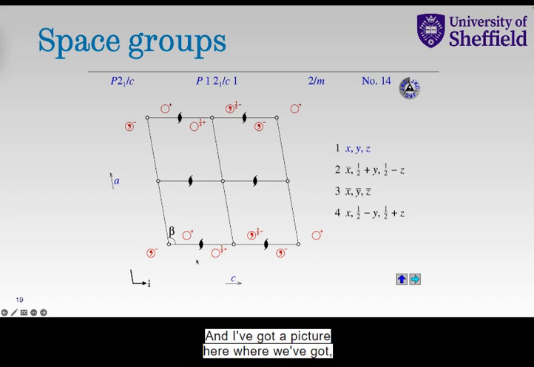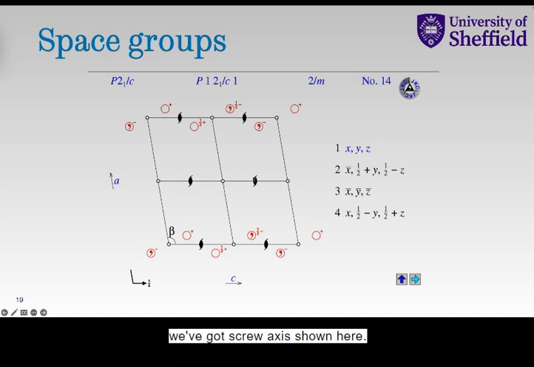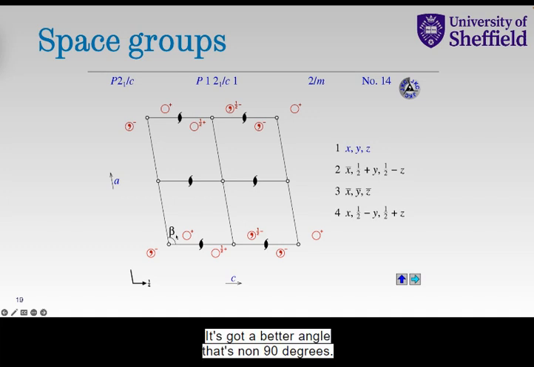And I've got a picture here where we've got certain symmetry. This is my overall unit cell, and we've got certain symmetry elements within it. We've got centers of inversion. We've got screw axes shown here. You can see here that this angle is non-90 degrees. It's got a beta angle that's non-90 degrees, and that therefore means that this system is actually monoclinic.